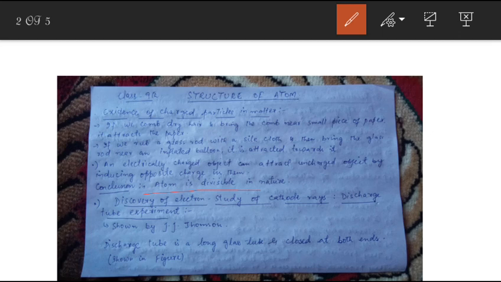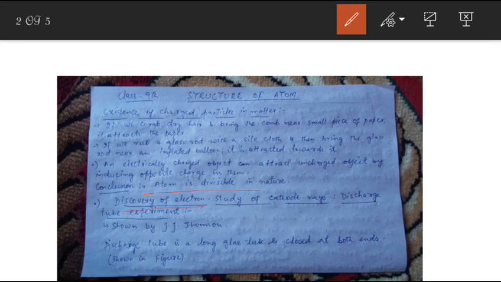And how were these subatomic particles discovered? We will study it one by one. There are a large number of subatomic particles, but three are fundamental or most important: electrons, protons, and neutrons. At first, which fundamental particle was discovered? It was the electron, discovered by the discharge tube experiment. It was shown by J.J. Thomson, this discharge tube experiment.